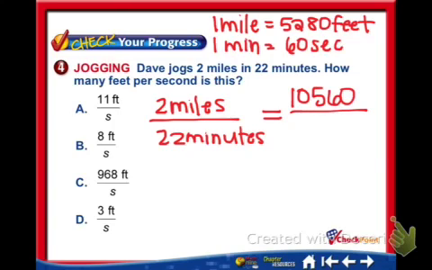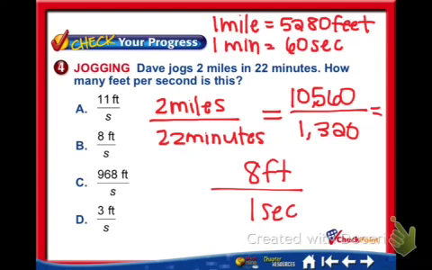There's 60 seconds in 1 minute, so in 2 minutes, 60 times 2 is 120. I can simplify this to be 88 feet over 1 second, so B is my answer.